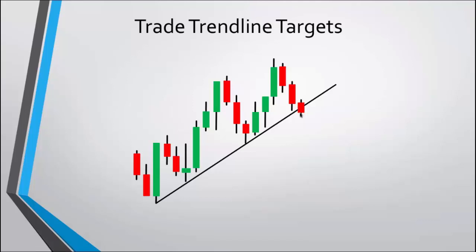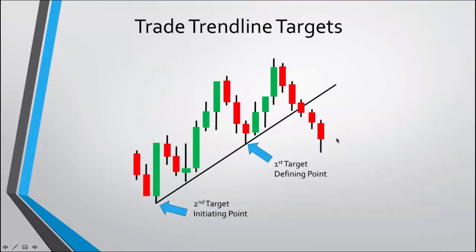So let's talk about the built-in targets that are in a trade trendline. We already said in the last slide that those built-in targets are the initiating point and the defining point. So let's say that we took a short trade right here on Bitcoin. Let's say this is Bitcoin. So we enter our short trade, the price action unfolds. Here's the first target of the defining point that I was talking about. And here's the second target of the initiating point. Let's let that price action unfold, and there you go.